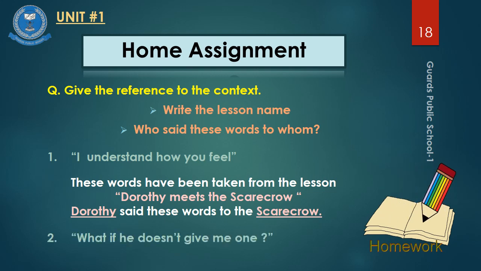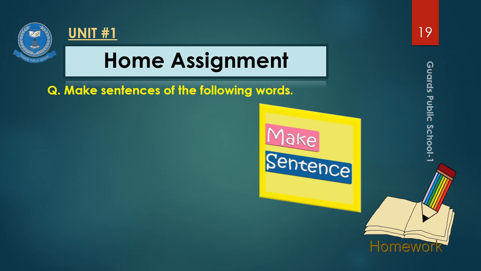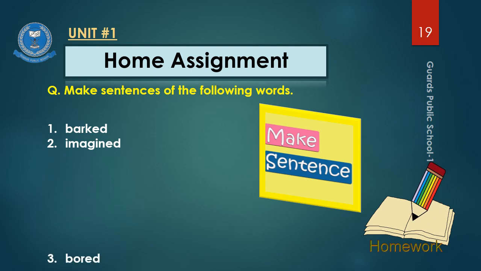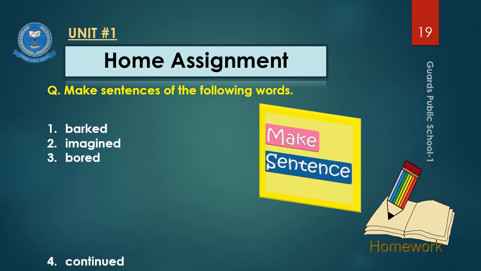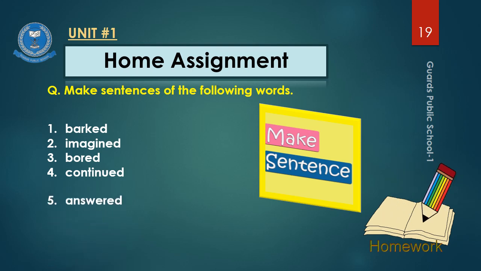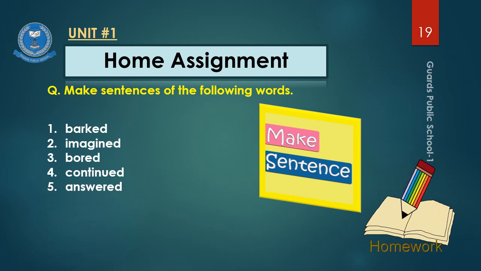Now you have to do number 2 by your own. And number 2 is, what if he doesn't give me one? So you all know किस lesson से ये reference लिया गया है और ये words किसने किससे कहे थे? Question number 6 is, make sentences of the following words. Number 1, barked. Number 2, imagined. Number 3, bored. Number 4, continued. Number 5, answered. Number 6, tread.